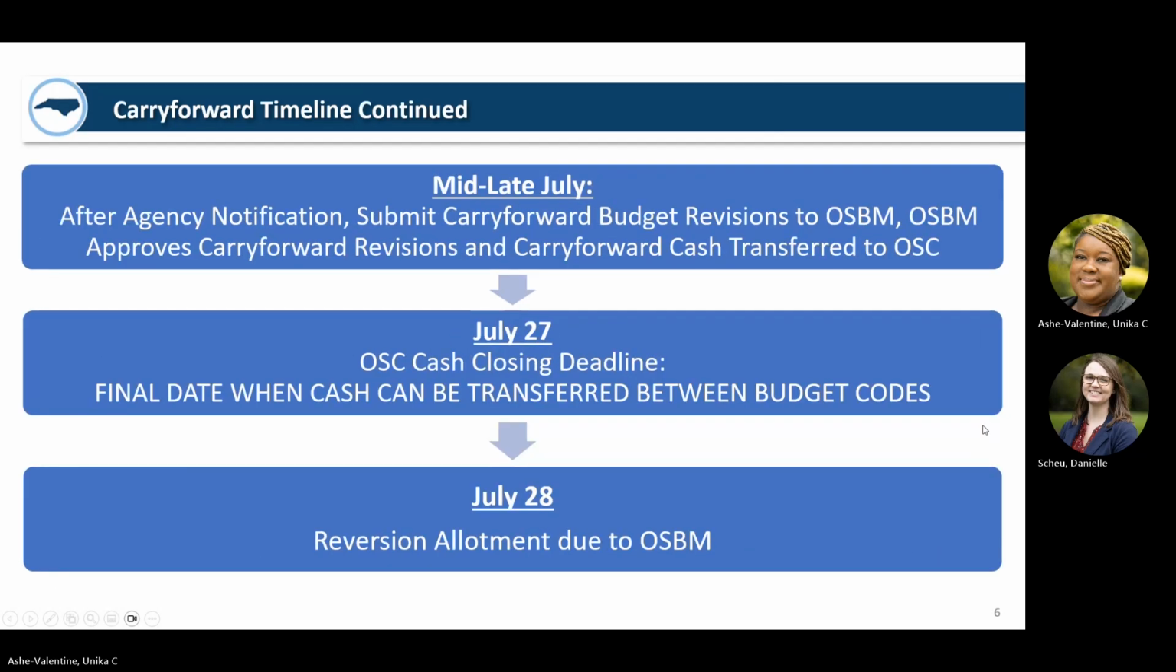Around mid to late July, after agencies are notified, agencies can submit budget revisions to OSBM. OSBM approves carried forward revisions, and the carried forward cash is transferred to OSC. July 27th is OSC cash closing deadline. This is the final date cash can be transferred between budget codes. July 28th, the reversion allotment is due to OSBM.